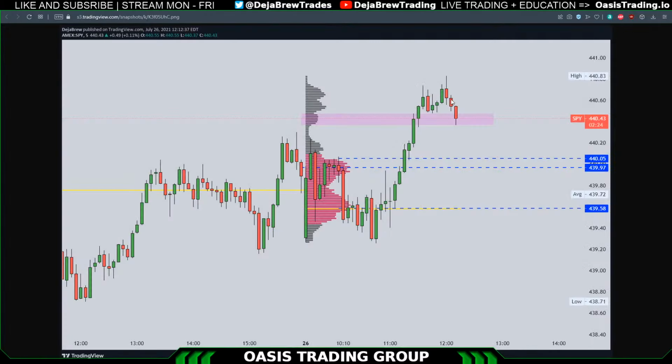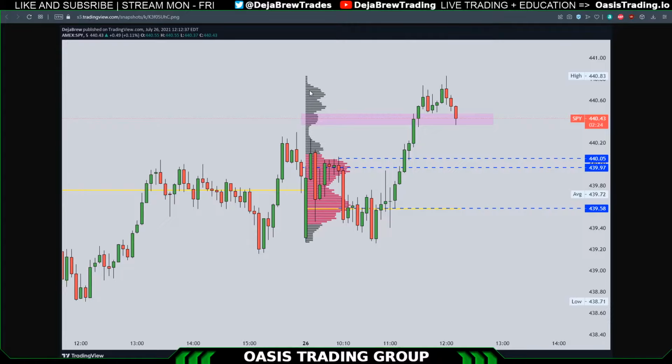Then we had a little pullback. So you see how it tried to push up? This creates a single print. So a single print is exactly what it sounds like. It's when you push into a level and you create single prints. You create an area that it only tested one time. You didn't really find any value in that area. It only tested it one single time.